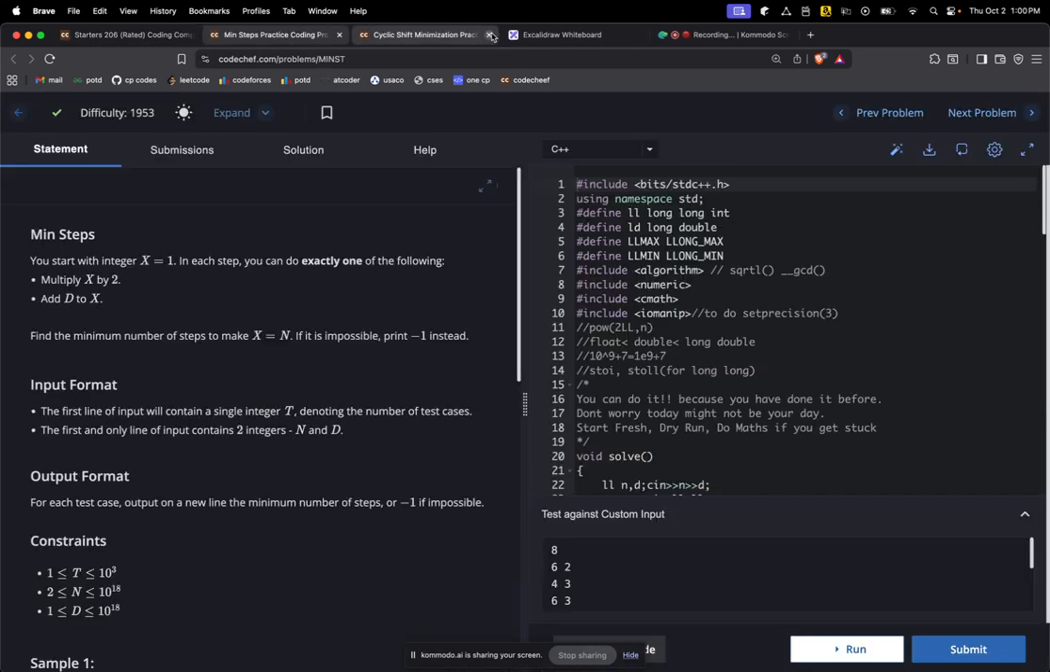Question number 4. So this is an interesting question that I wasn't able to solve during the contest, but after the contest and reading a bit of editorial, I was able to do this. It's a pretty mathematical question here. So yeah, let's jump into the question.